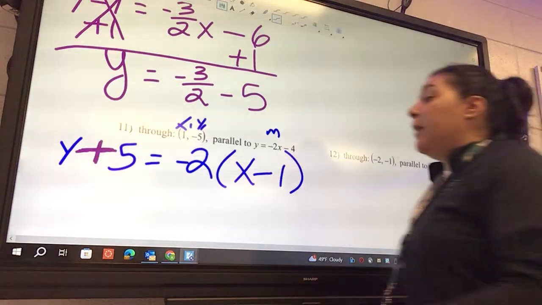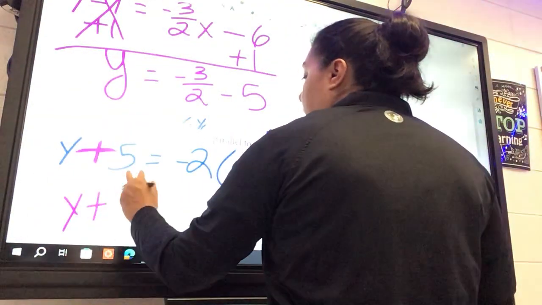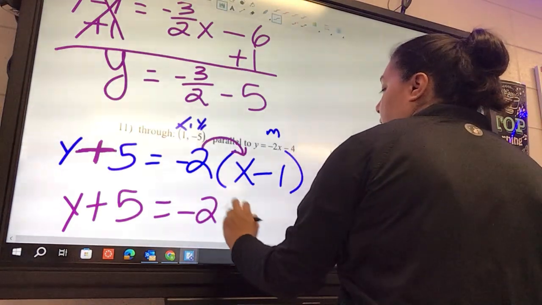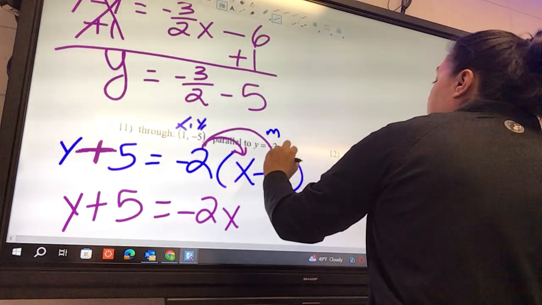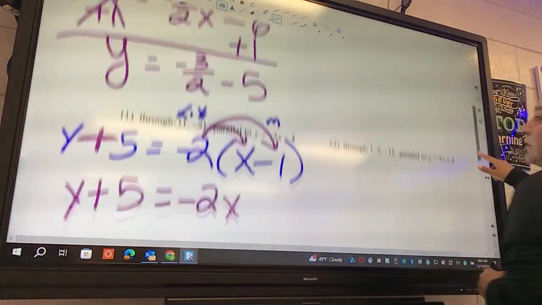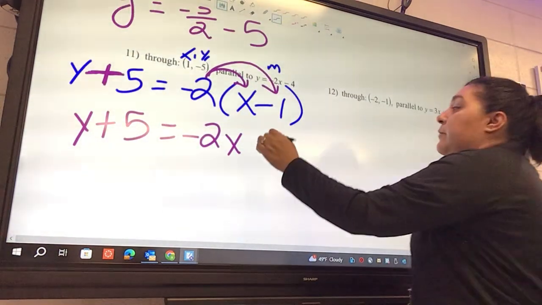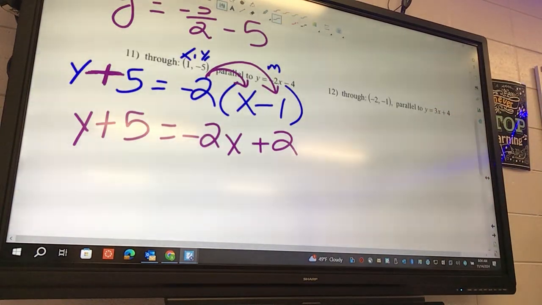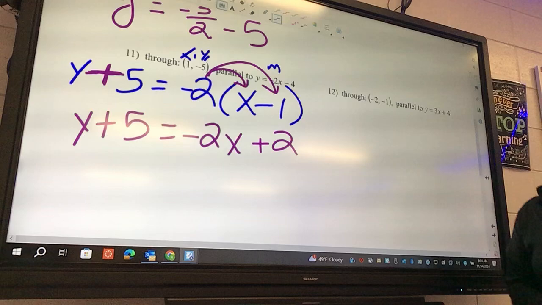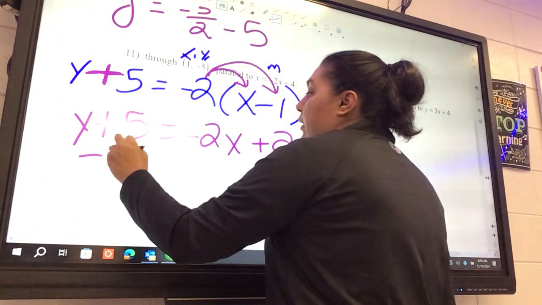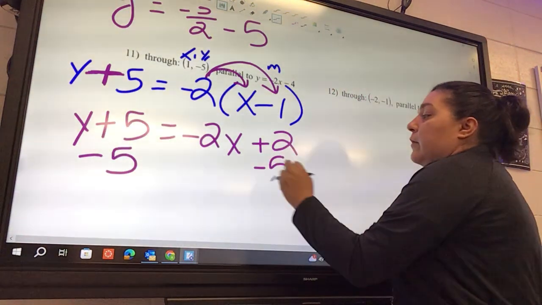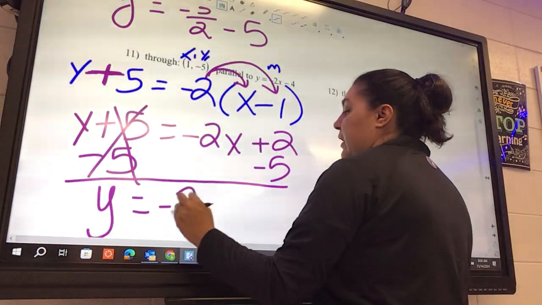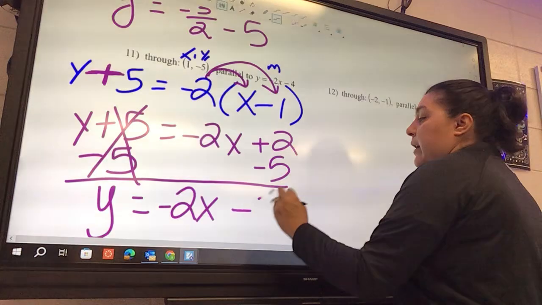Okay, so we get y plus 5 equals -2 times x, it's going to be -2x. -2 times -1 is +2. Then are we going to add or subtract? Subtract 5. Who's he going to go under? 2. So we get y equals -2x minus 3.